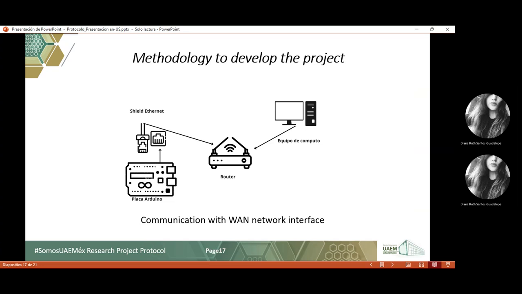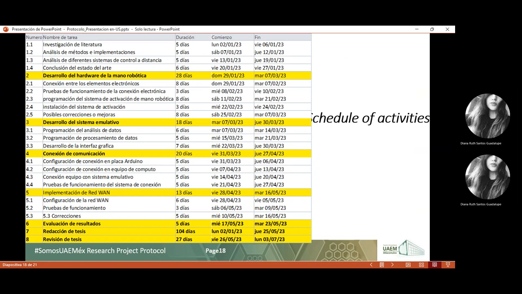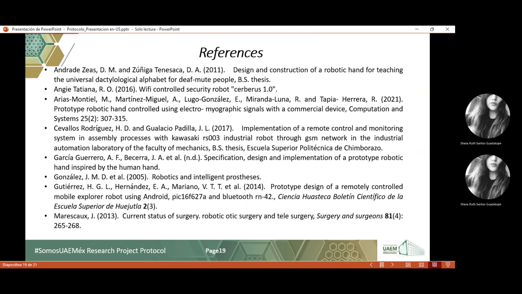The schedule of activities determines step by step how to carry out the project, beginning with the state of the art, the development of the robot hand hardware, the development of the emulated system, the communication connection, and the implementation of the WAN network. Finally, the evaluation of results and the writing of the thesis with its review. Beginning on January 2, 2023, and ending on July 3, 2023. Then come the references.